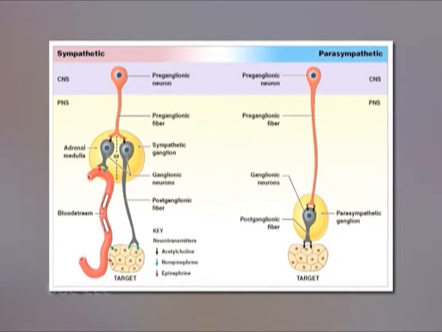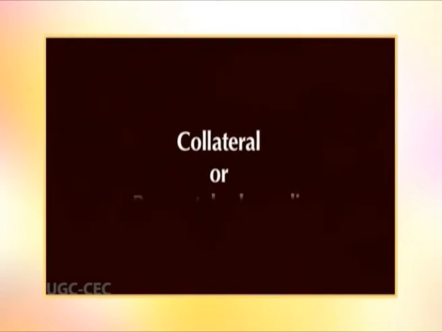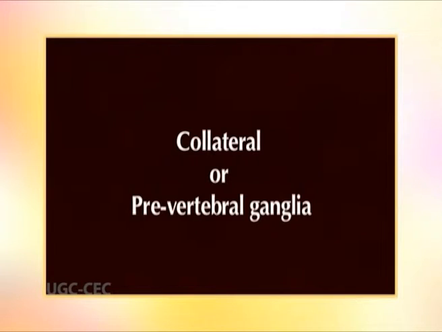Second, preganglionic fibres. The nerve fibers arise from lateral horns but come out through ventral roots, separating in the region of bifurcation of spinal nerves, and are cholinergic in origin. Third, collateral or prevertebral ganglia.